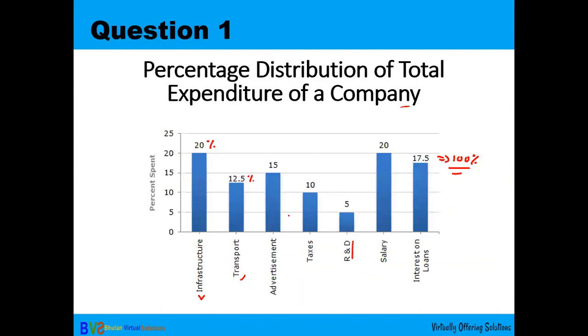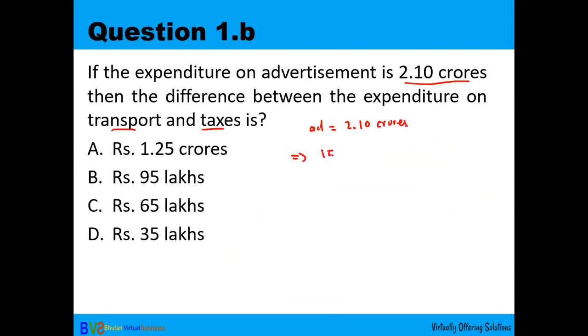The percentage for advertisement is 15%, right? So 15% of total expenditure, that is X, the expression is equal to 2.10 crore. So you can find the total expenditure value. X equals 2.10 divided by 0.15, right? When you divide 2.10 by 0.15, you will get 14 crore. Now this is your total expenditure.